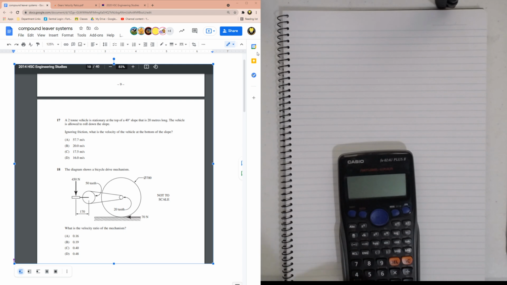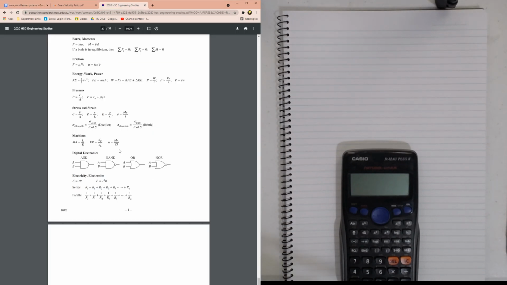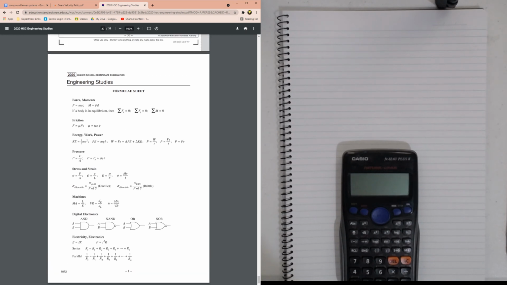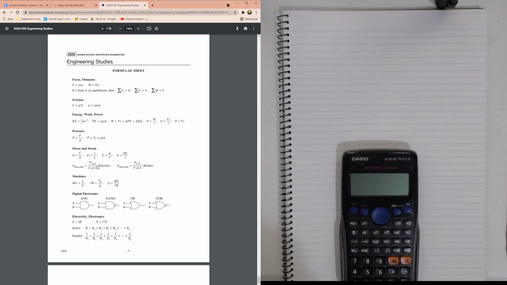So now before we start this question, we need to find the velocity ratio, and this over here is just a multiple choice question from a HSC exam, but we're going to find more information from it. Before we start, let's look at the HSC exam. This is the formula sheet. So this is the information that you'll be given in any style of Stage 6 exam.